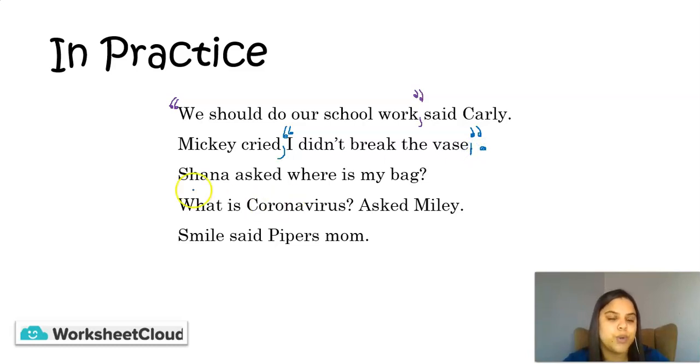Alright, so Shayna asked, "Where is my bag?" Okay, so Shayna asked. Asked is indicating that the exact spoken word is about to be said. So I need to put a comma there. Open inverted commas. Where is my bag? Close inverted commas at the end over there. So she's speaking directly, okay?